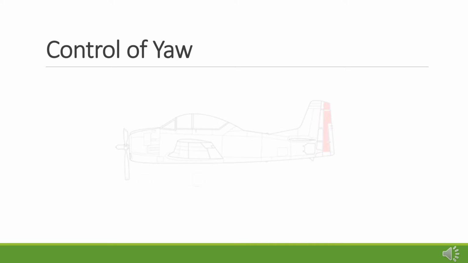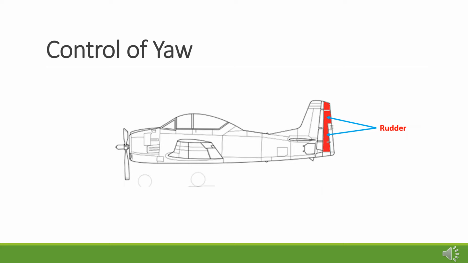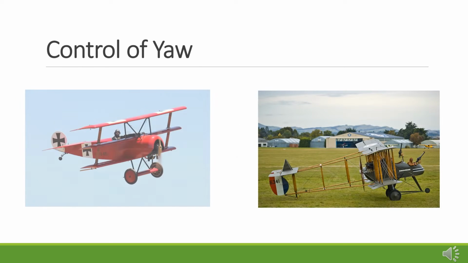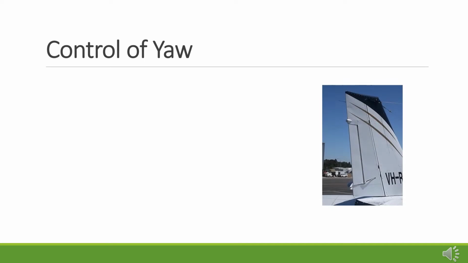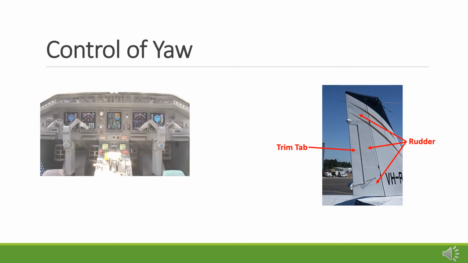Yaw on most aircraft is controlled by a device called a rudder, which is located on the tail or vertical stabilizer of the aircraft. In many early aircraft, the rudder was the tail of the aircraft. In most contemporary aircraft, the movable rudder is located at the rear of a fixed vertical stabilizer. On many aircraft, a smaller movable control surface called a trim tab is also present. We will discuss the function of this control surface in the next lesson. The movement of the rudder is controlled by foot pedals located in the cockpit, commonly referred to as rudder pedals.